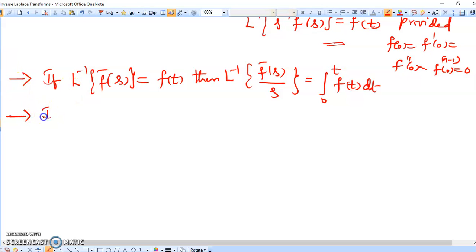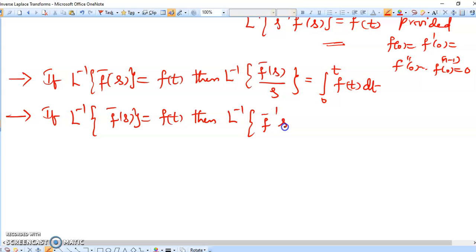Okay, next, if L inverse of f bar of s equal to f of t, now let us see the next property. L inverse of f bar dash of s, I am now finding the derivative of f bar of s. So this is given by minus t into f of t. Okay, so what we are doing here, first we are finding the inverse Laplace transform for the function f bar of s, which is f of t, and that is just multiplied with t, and this with a negative sign gives the inverse Laplace transform of the derivative of the function.